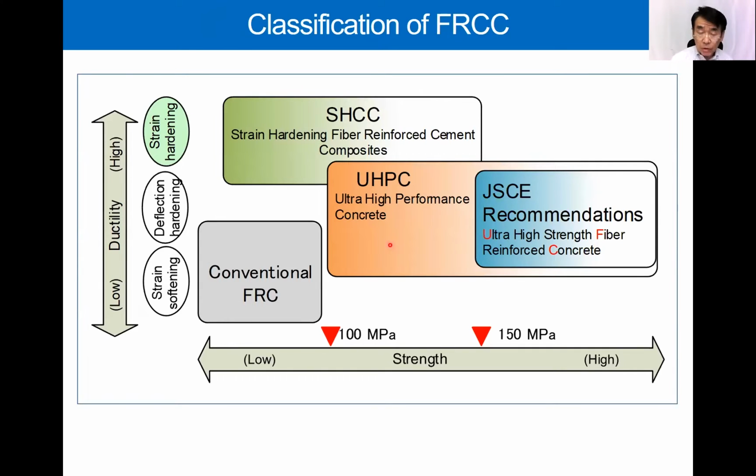First of all, this is the classification of FRCC. In this figure, the horizontal axis is compressive strength, and the vertical axis is deformability or ductility. Here is the conventional FRC. The SHCC is a strain hardening composite with improved deformability in tension. The ECC, developed by Professor Li, is a typical example.